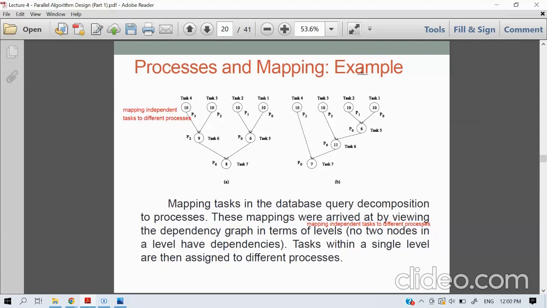Maksudnya bila kita buat dependency graph tu, baru kita tahu, okay, which node is depend to each what node. Okay. So baru boleh buat mapping. Okay, then tasks within a single level are then assigned to a different process. Okay, kadang kalau ada task tu dia duduk seorang-seorang single level, so it can be assigned to different processes. So contoh kat sini guys, P0, 1, 2, 3 ni dia dah jalan. Tapi at level 2 tu boleh guna P0 lagi. Sama juga yang ni guna P0 lagi, P0 lagi. Okay. Tak guna P1, P2 or P3. So this is the example of mapping.